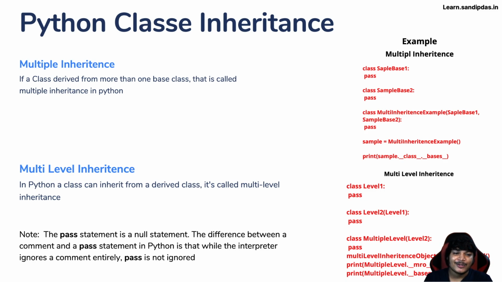But before that, you can see in the examples I am using pass statements. Now what is a pass statement? The pass statement is actually a null statement. The difference between a comment and a pass statement in Python is that a comment is completely ignored, but the pass statement is not ignored, it is just skipped. A null statement is skipped but not ignored, so remember that part. Now let me show you the multi-level inheritance example.